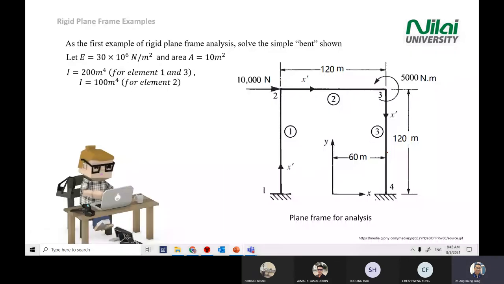Now, if you look at the screen here, you have three elements, 1, 2, and 3. Element 1 connecting point 1 and point 2. Element 2 connecting 2 and 3. Element 3 connecting 3 and 4. And then you are given the global axis on the chart itself. The x is along point 1 and 4. Y is going above, so y positive going up, x going to the left.